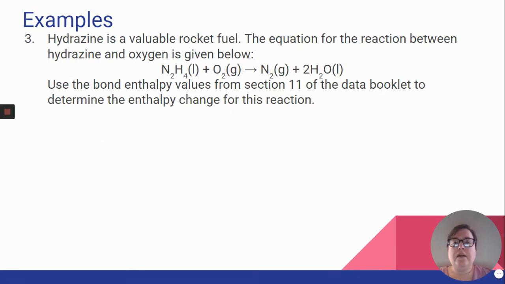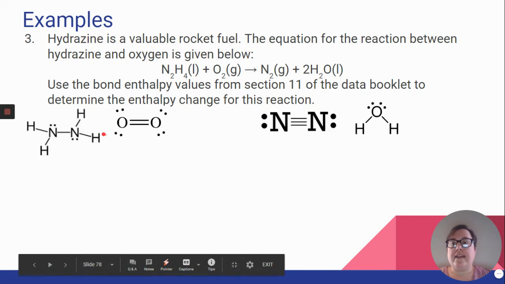Hydrazine. So we have 2 nitrogens and 4 hydrogens. So our nitrogens are going to be bonded together. Carbon has to have 4 bonds. Nitrogen has to have 3 bonds. So that gives the 1 bond between the 2 nitrogens, and then each nitrogen is bonded to 2 hydrogens. So that its Lewis structure looks like this.